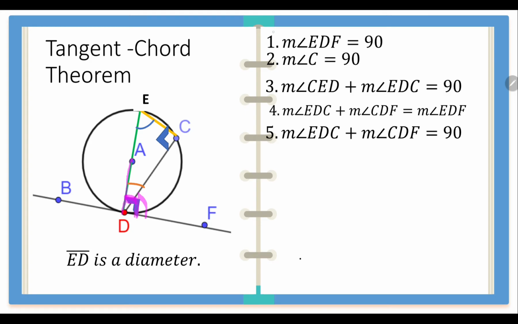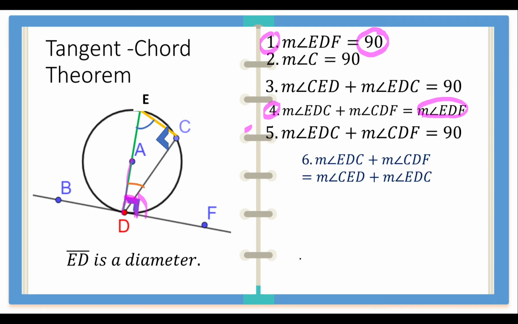And since we have previously statement number 1 and we have statement number 4, we can proceed to statement number 5 by substituting the measure of angle EDF here with 90 degrees. So we have statement 5, the measure of angle EDC plus the measure of angle CDF is equal to 90 degrees.